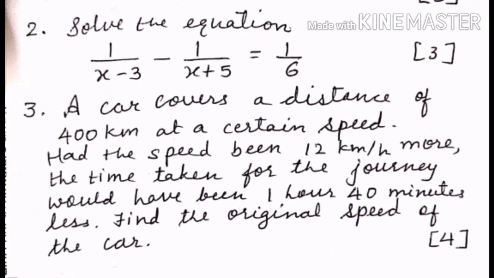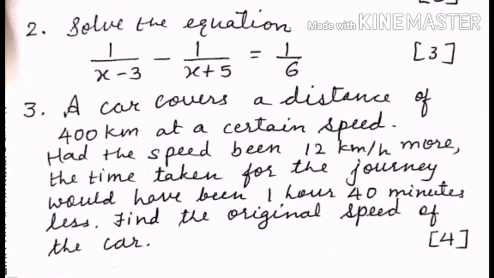Number 3 of question number 8. It is the last question, a 4 mark question. A car covers a distance of 400 km at a certain speed, and had the speed been 12 km per hour more, the time taken for the journey would have been 1 hour 40 minutes less. Find the original speed of the car.